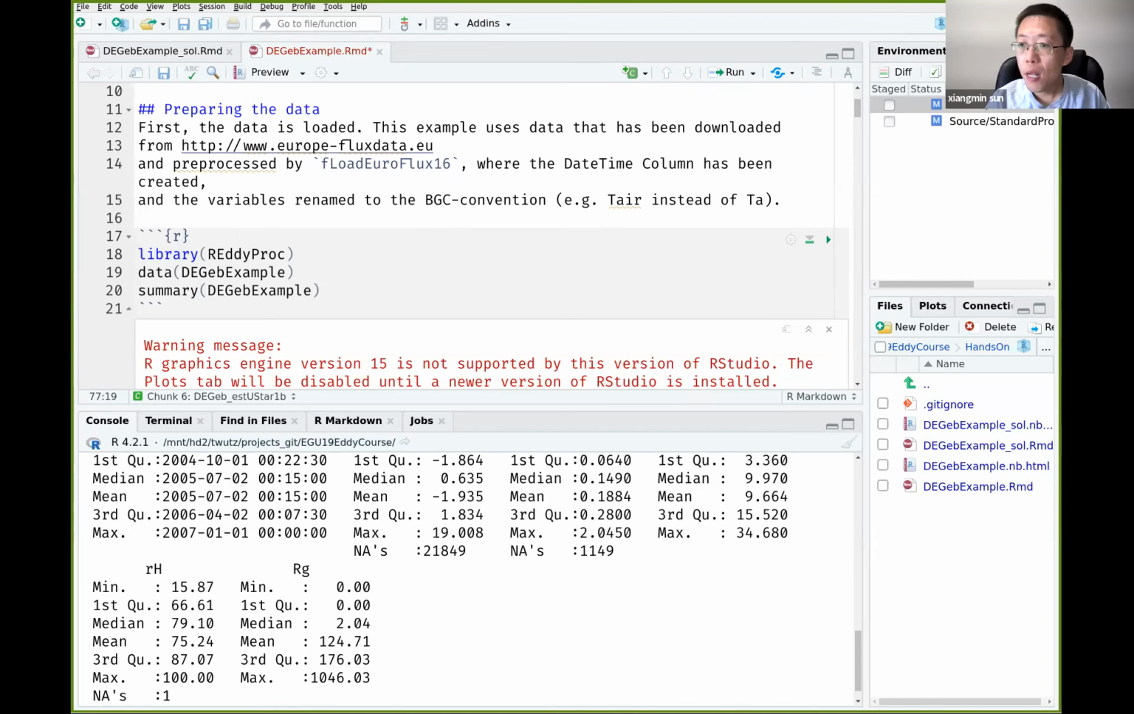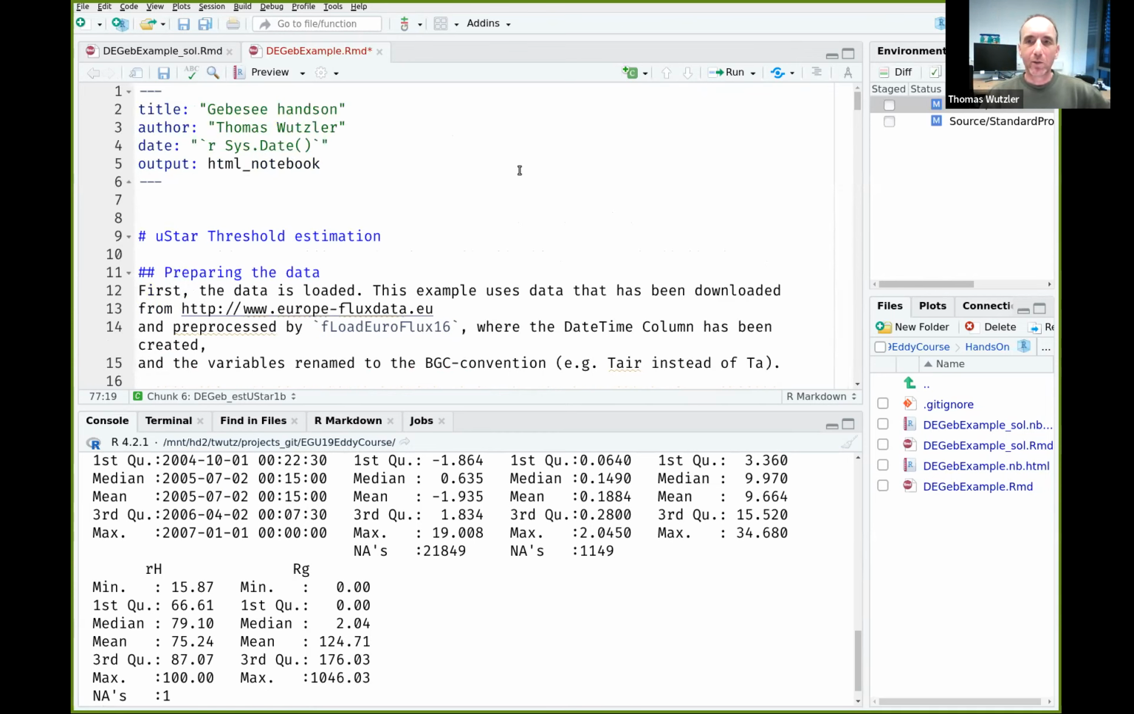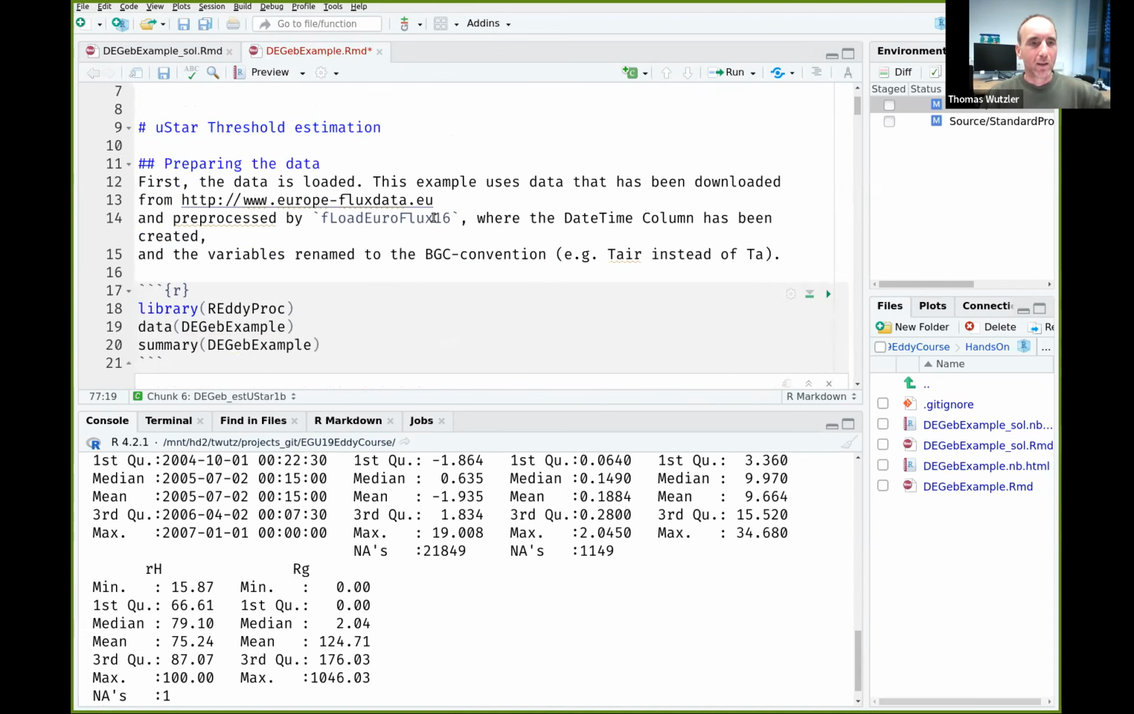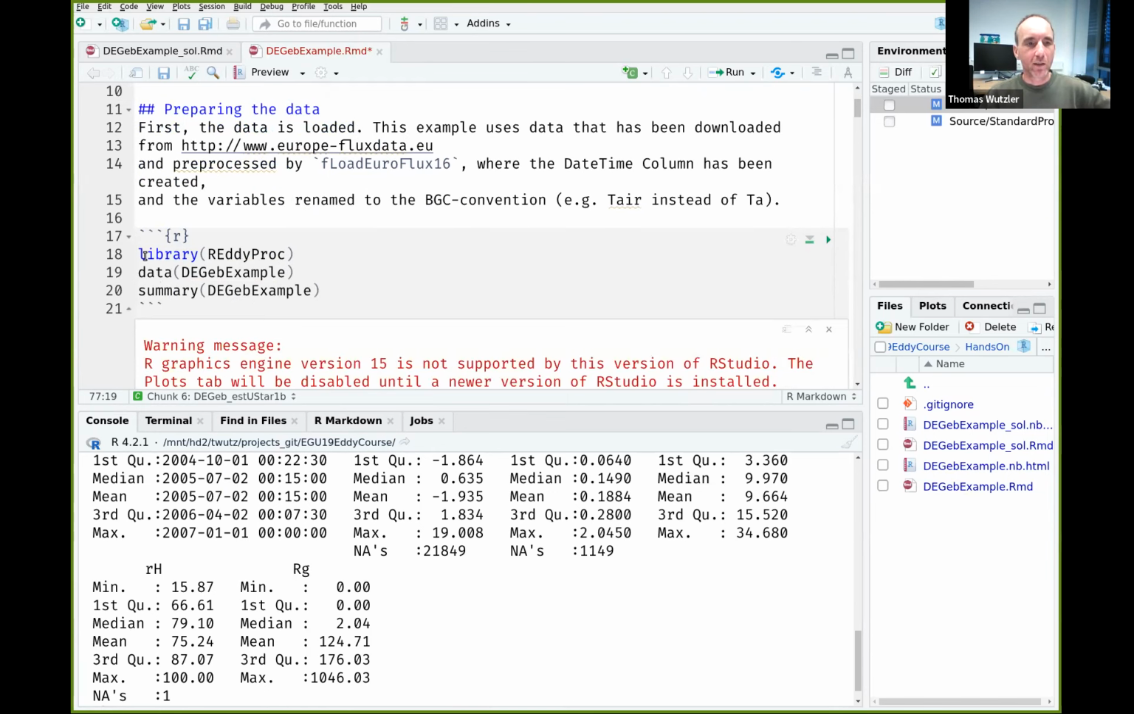Okay, so we are ready to go. Welcome back to our REddyProc course. I have now shared our RStudio window here with a big font, so I hope you can follow along. This is one of those RMD files where we can mix markdown text and R code, and the R code is included in such three backticks R chunks. We can execute them by clicking on this little triangle here.